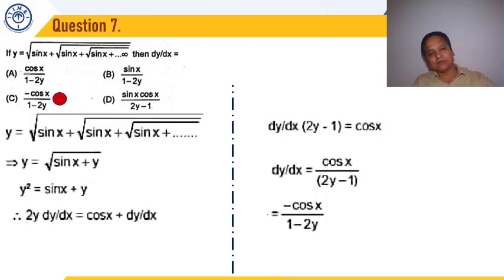So whenever a function comes where values are iterating up to infinite, you hide one value and replace the remaining value with y. Then the equation simplifies; square it, get rid of the root, and then simply differentiate. Y square differentiation is 2y dy by dx is equal to cos x plus dy by dx, and then take dy by dx on one side, remaining terms on the other side, and simplify. I hope this is clear.